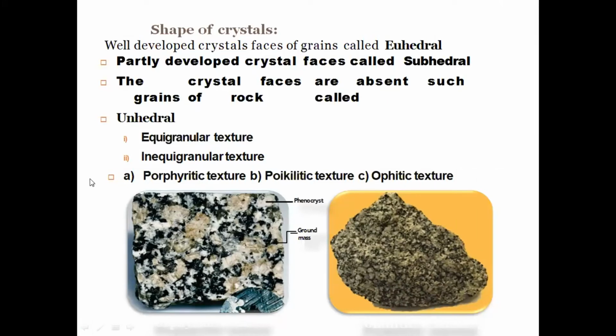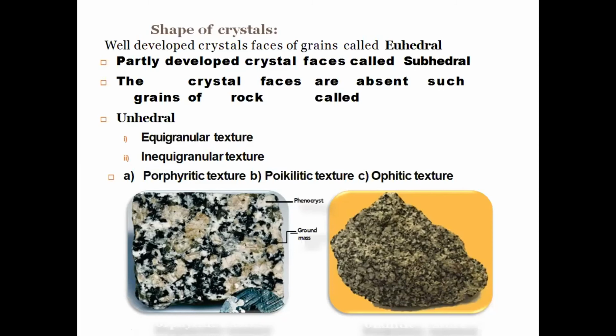Euhedral crystals, remember, are crystals in which the crystal faces are well developed. Similarly, where the crystal faces are absent in certain rocks, we call them anhedral, and I think the spelling is A and not UN. And similarly, if some of the faces of the mineral are developed, then we call them subhedral. Anhedral further can be divided into equigranular texture and inequigranular texture.